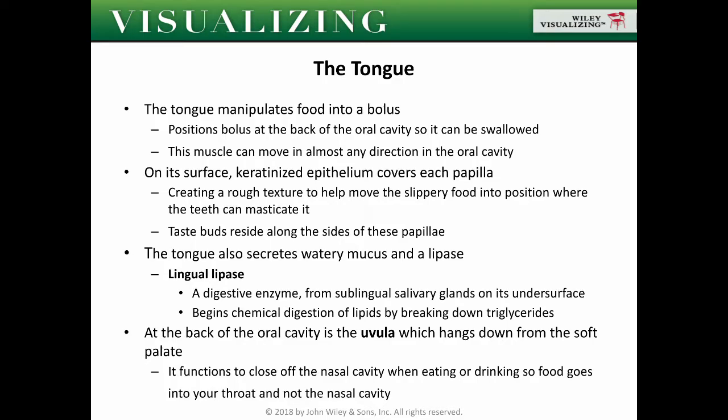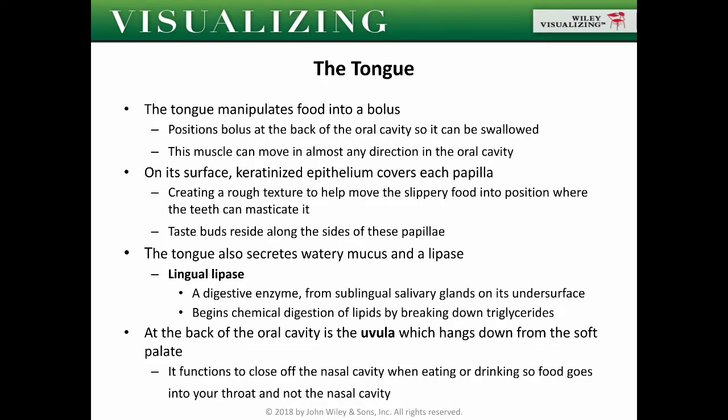On its surface, we have keratinized epithelium that covers each papilla, creating a rough texture to help move the slippery food into position where the teeth can masticate it. When we talk about masticating, basically it's just chewing. Taste buds reside along the sides of the papillae. The tongue also secretes watery mucus and a lipase. When we talk about a lipase, this is an enzyme that breaks down lipids. Lipids are the fats. So aside from the carbohydrates, we also have the fats of course in our food. And so the breakdown of the fats also starts with the lipase in the oral cavity.